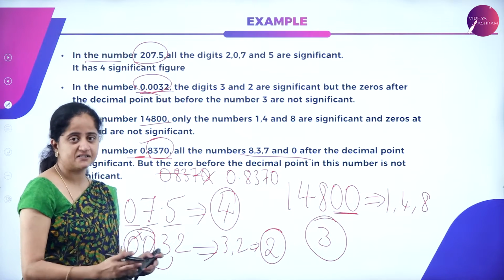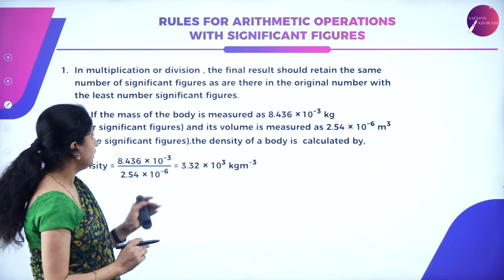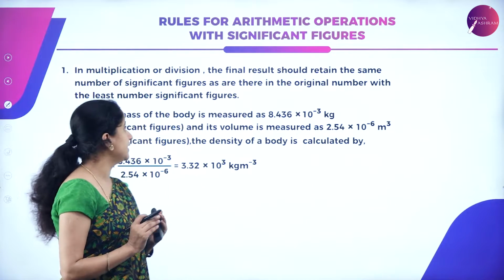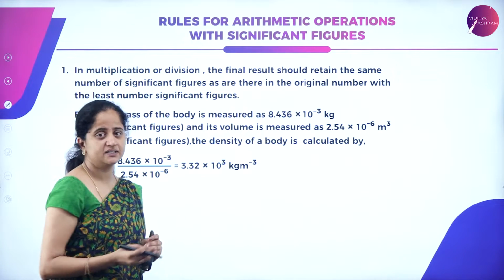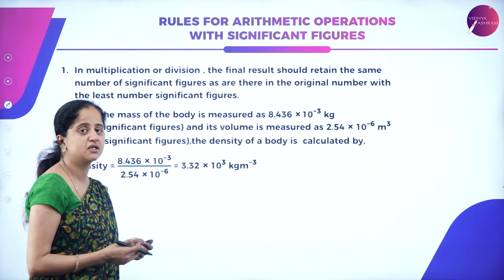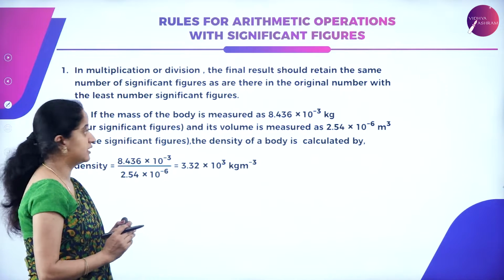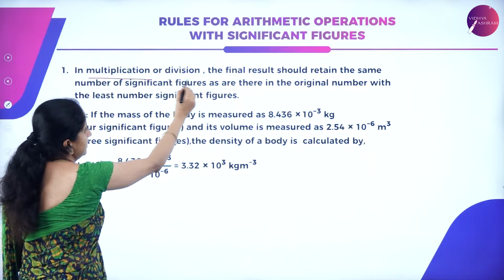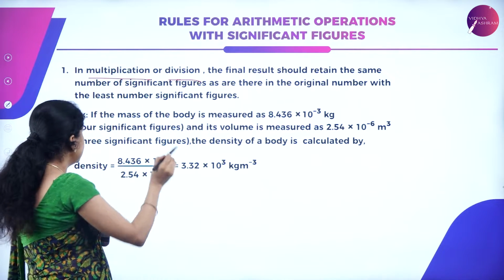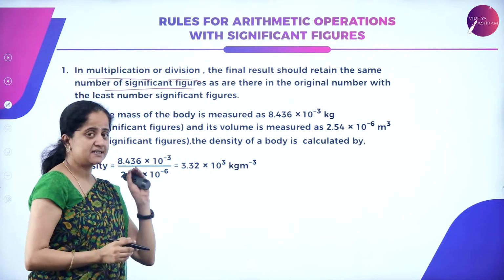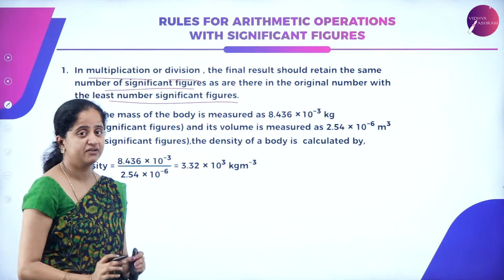Now, these are some basic rules to find the number of significant figures. Now, let us see what the rules are for arithmetic operations with significant figures. For arithmetic operations such as addition, subtraction, multiplication and division, what rules do we need to consider to state the number of significant figures? In multiplication or division, the final answer should retain the same number of significant figures as there are in the original number with the least number of significant figures.